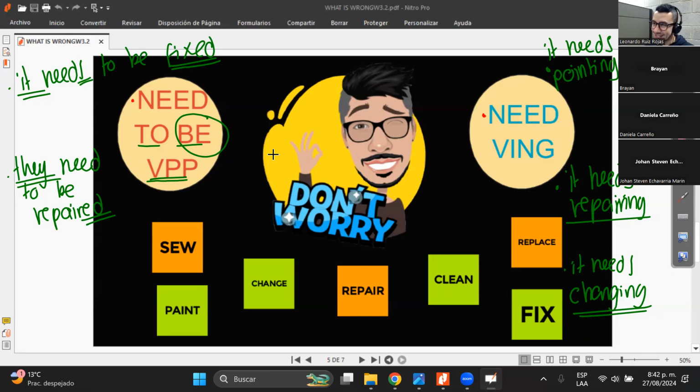It's clear, very good. Entonces, for example, Danny, you have a washing machine which is damaged because it keeps jamming. What does it need? It needs repairing. Very bien, very good. Entonces, the question is, what does it need? And she said, it needs repairing. Of course, it needs to be repaired. ¿Cierto? Muy bien, very good.